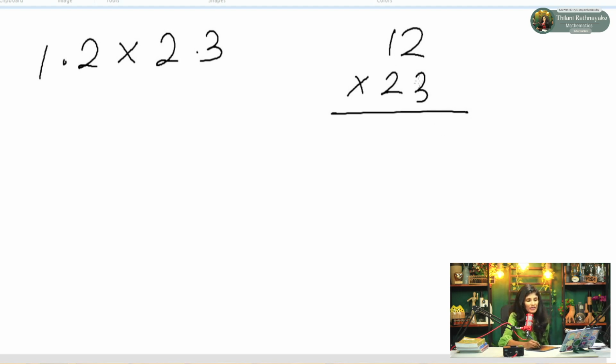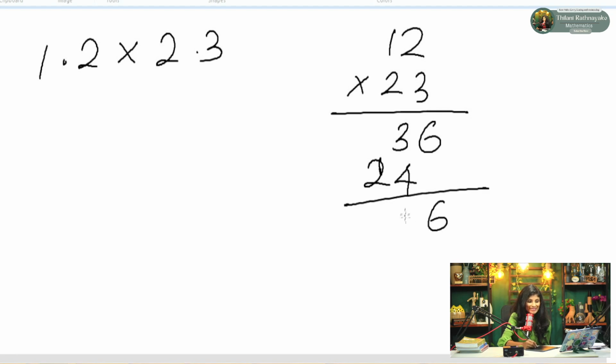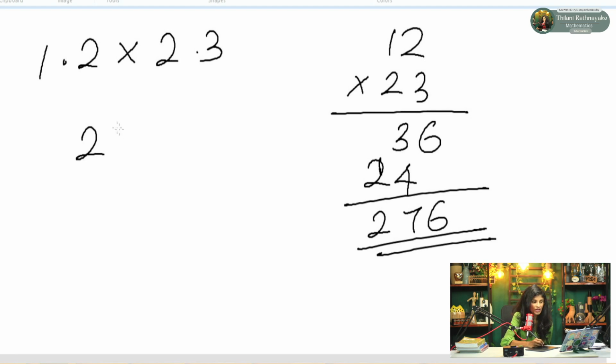Okay. So 3 times 2 is 6. 3 times 1 is 3. 2 times 2 is 4. 2 times 1 is 2. Here 6, here 7, here 2. Now 276. Is this the final answer?